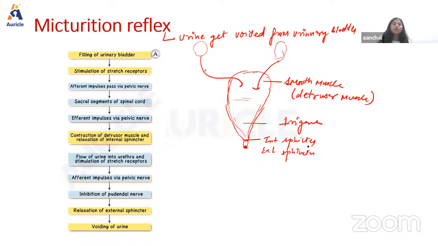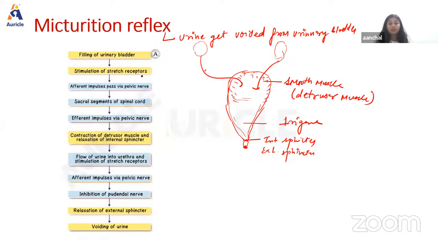Right, now we're going to learn about the process of this micturition. Okay, so what happens in this process? Basically, this is the reflex by which micturition occurs, and this reflex is elicited by the stimulation of stretch receptors. So in the wall of this urinary bladder, some receptors are present, and those receptors are known as stretch receptors. Now this reflex is initiated by the stimulation of stretch receptors on the wall of the urinary bladder and also in the urethra.